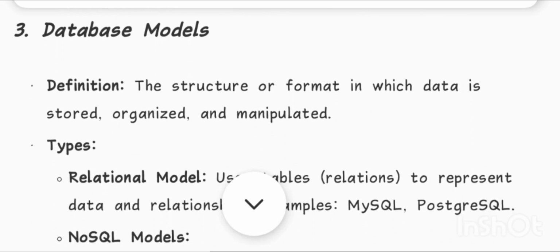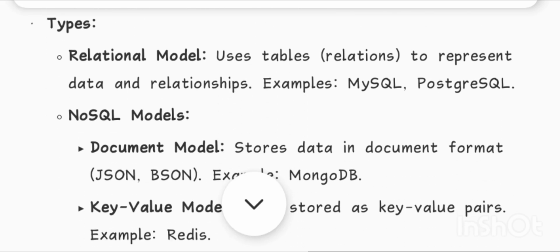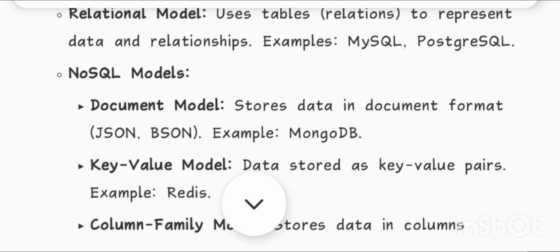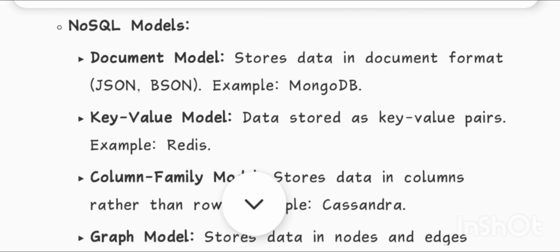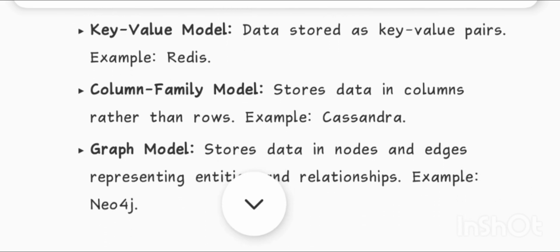3. Database models. Definition: the structure or format in which data is stored, organized, and manipulated. Types: relational model uses tables, relations to represent data and relationships. Examples: MySQL, PostgreSQL. NoSQL models: document model stores data in document format, JSON, BSON. Example: MongoDB. Key value model: data stored as key value pairs.